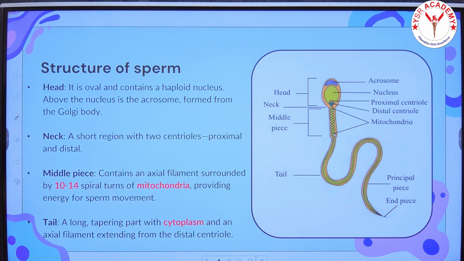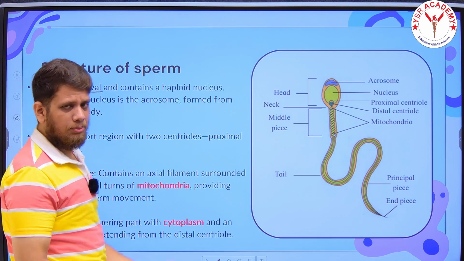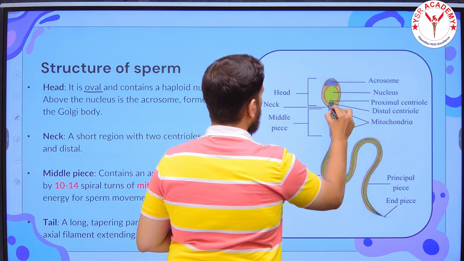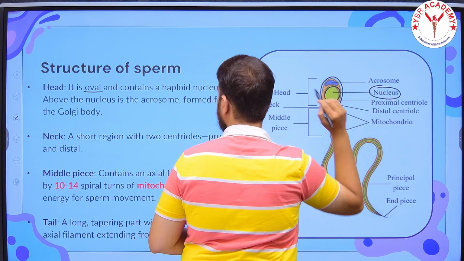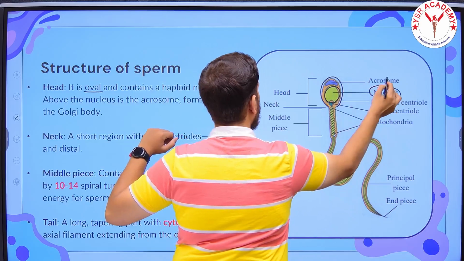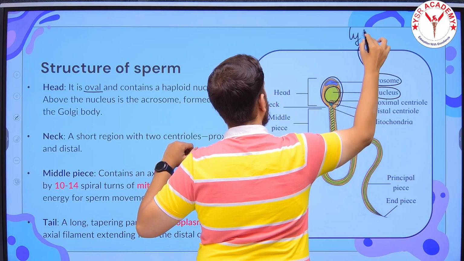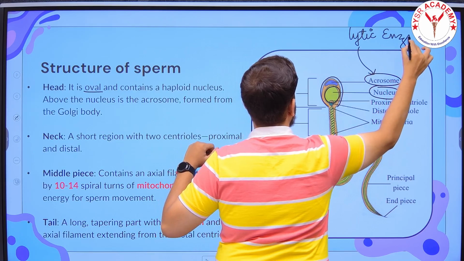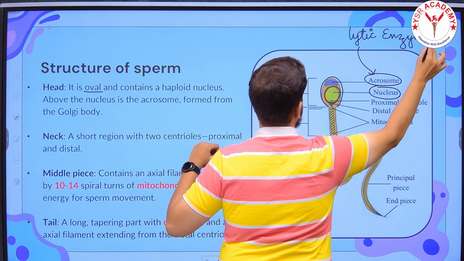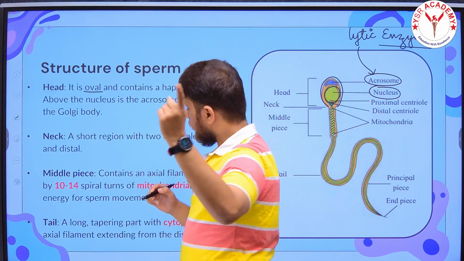So essentially, when we talk about structure of sperm, it contains 4 different regions. Head, which is oval and contains a haploid nucleus. Now, because sperm is a haploid cell, you have an oval structure, and this is the nucleus, which is haploid. Okay, above the nucleus is a cap, and that cap is called acrosome. Why is acrosome important? Acrosome contains lytic enzymes. These are very important for entering into the membrane of the ovum during fertilization.